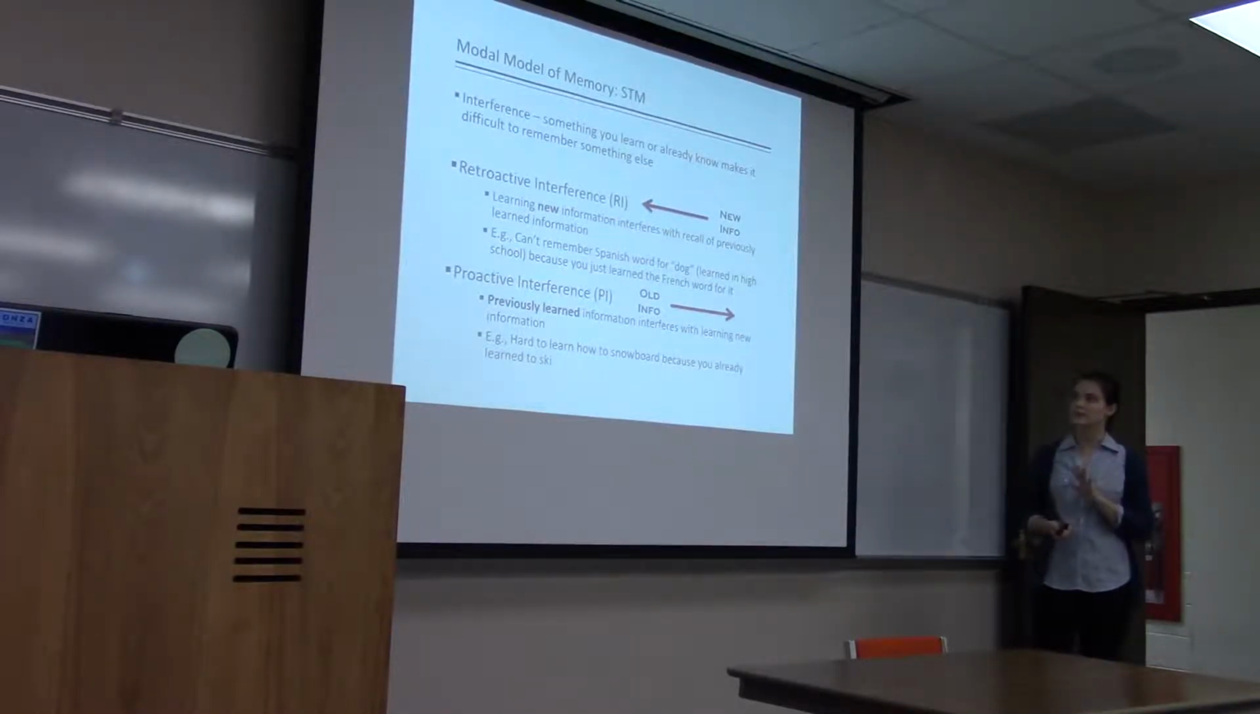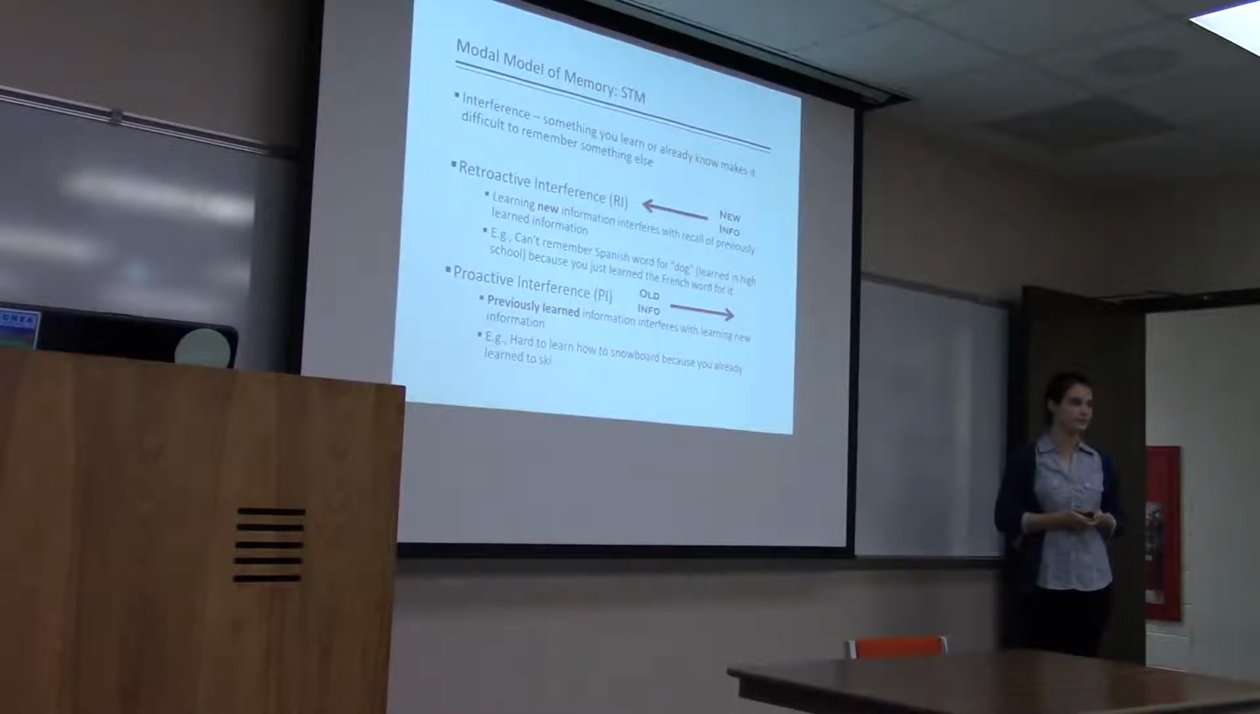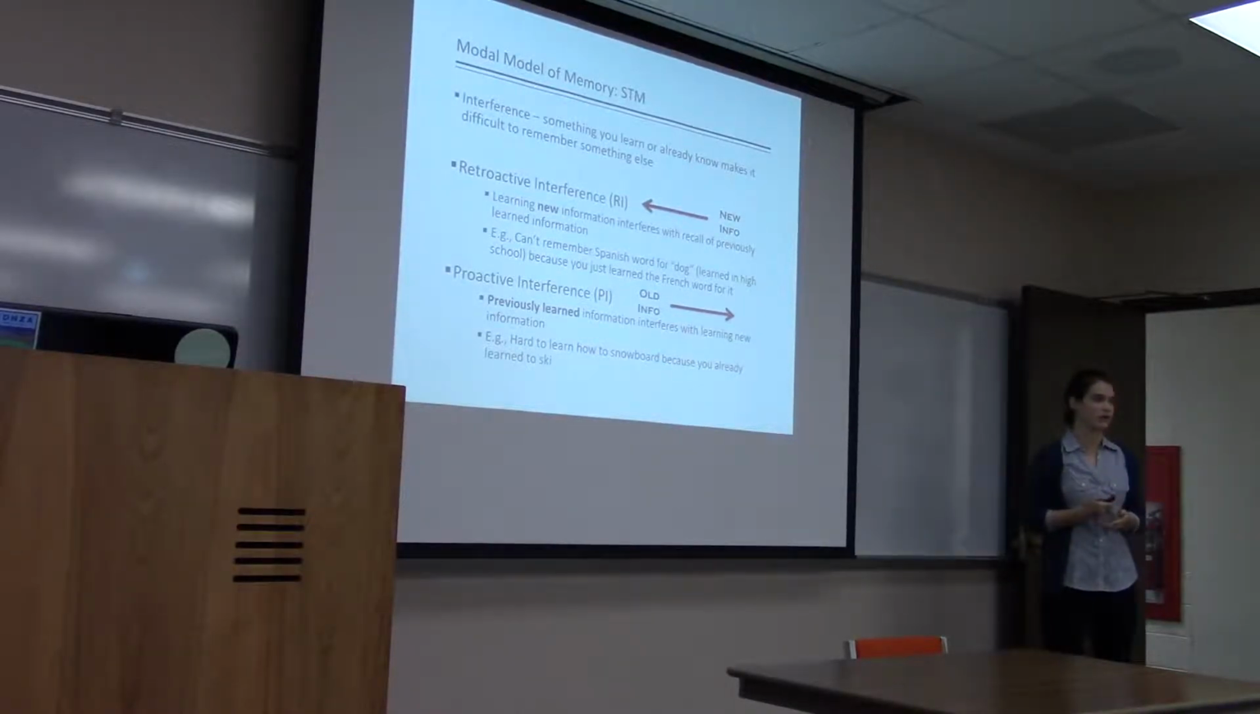And so these can get a little bit tricky. I know sometimes I forget which one is which, but do these concepts make sense to everyone? Which of these types of interference was going on in the Peterson experiment?